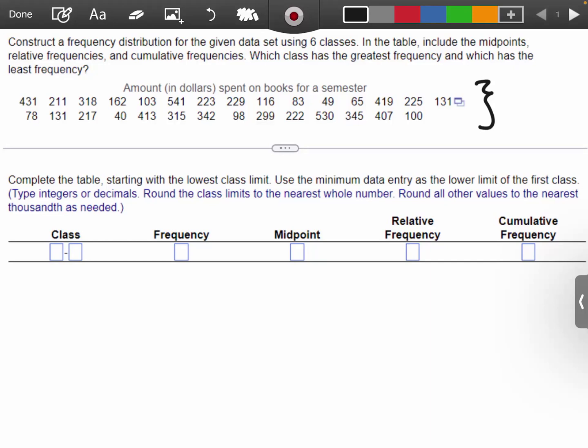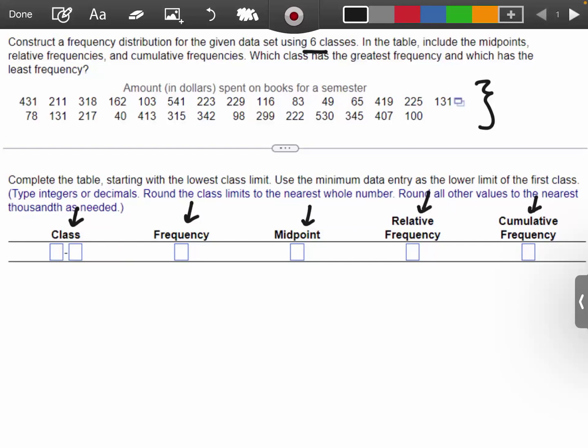All right, so let's look at the question at hand. It says here we want to create a frequency distribution using 6 classes. And our frequency distribution should include class, frequency, midpoint, relative frequency, and cumulative frequency. There are actually a few other options as well, so let's go over all of these in the video.